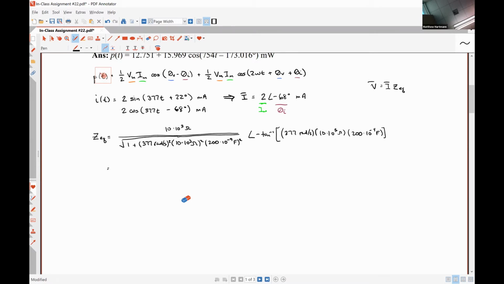I take the square root of that, I get that, and then 10,000 divided by that, I get 7,984.0.643 ohms with an angle of, let's see, negative inverse tangent, negative 37.016 degrees ohms. Did anyone else get a similar answer?